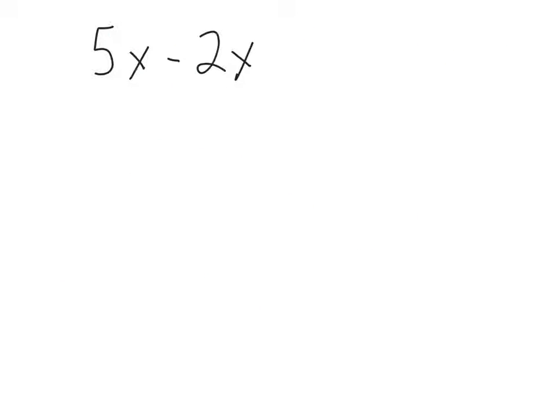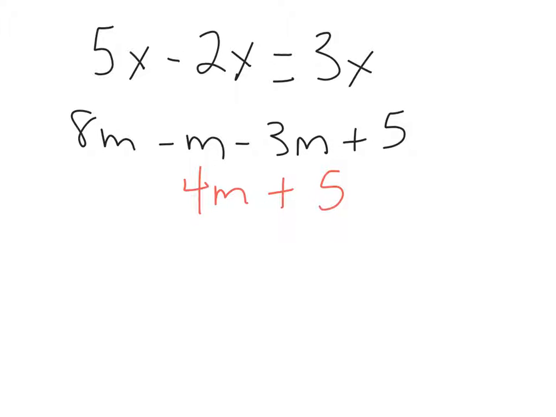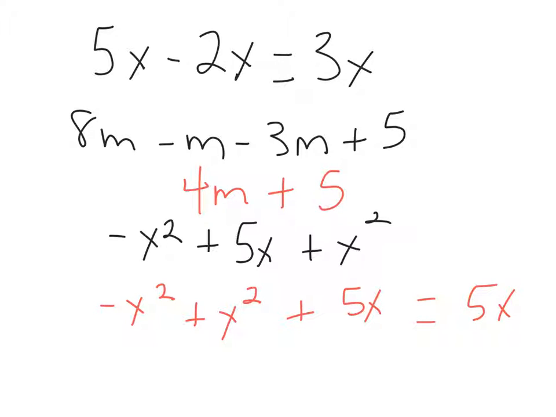So let's do a couple examples. 5x minus 3x, well that one's pretty easy, that's just 3x. 8m minus m minus 3m plus 5, you end up with 4m plus 5. Negative x squared plus 5x, these cancel each other out, you just end up with 5x.